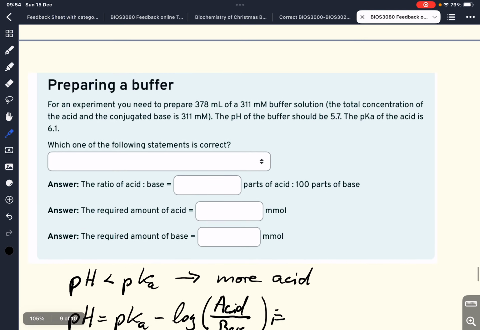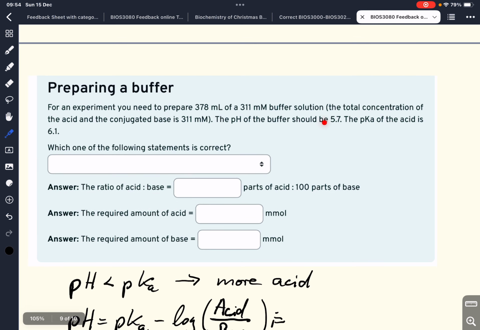Now we need to prepare a buffer, and we need to prepare 378 milliliters of the buffer, and we want to have a 311 millimolar buffer, which means that the total concentration of the acid and the conjugate base should be this 311 millimolar. And the pH of the buffer should be 5.7. The pKa of the acid is 6.1.